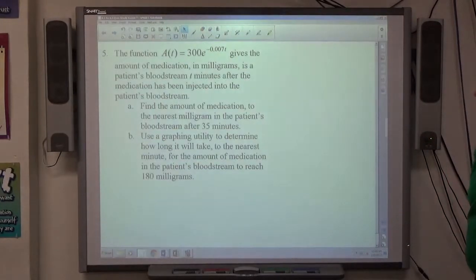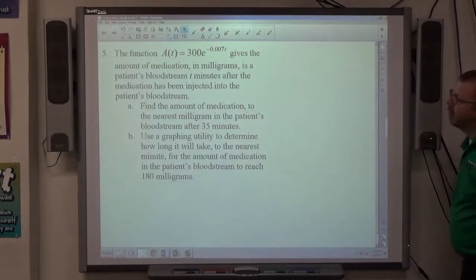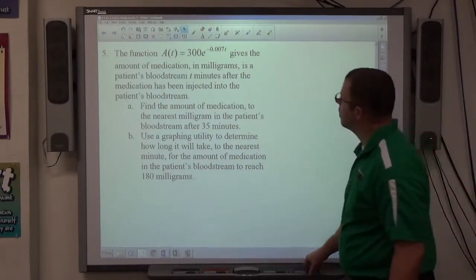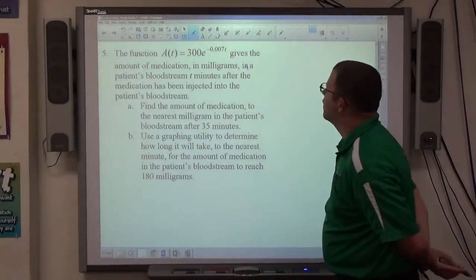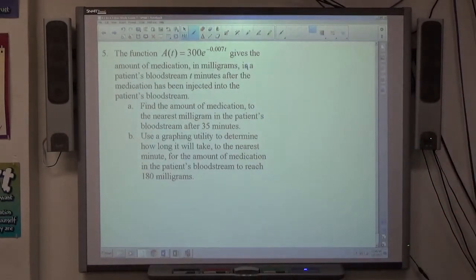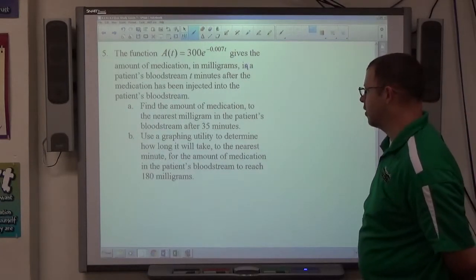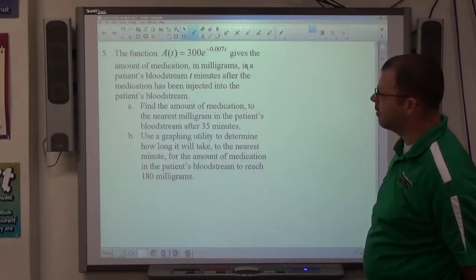Number 5, the function A of t is equal to 300 e to the -0.007 t gives the amount of medication in milligrams in a patient's bloodstream t minutes after the medication has been injected into the patient's bloodstream. Find the amount of medication to the nearest milligram in the patient's bloodstream after 35 minutes. Use a graphing utility to determine how long it will take, to the nearest minute, for the amount of medication in the patient's bloodstream to reach 180 milligrams.